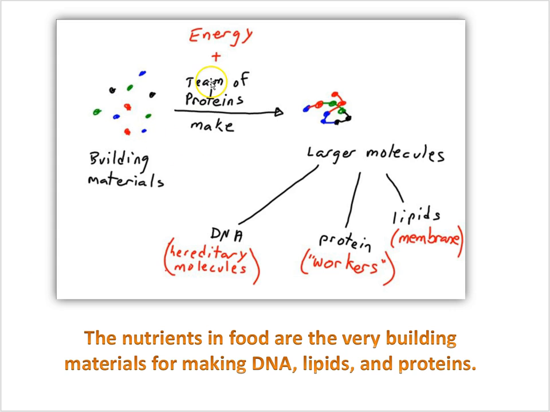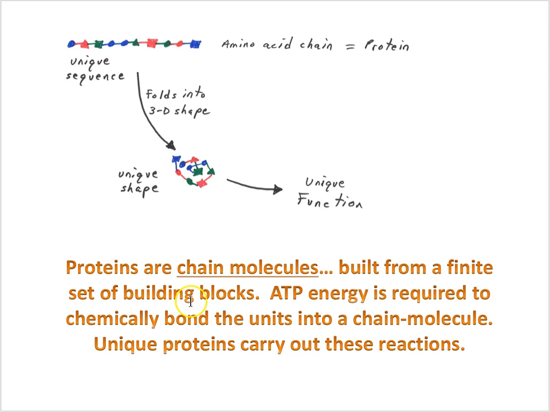So here we have building materials, energy, ATP energy, and teams of proteins will take those building materials and construct larger molecules: DNA, lipids, and as well proteins. Proteins are chain molecules built from a finite set of building blocks. ATP energy is required to chemically bond the units into a chain molecule. Unique proteins carry out these reactions. So proteins as well require ATP energy to build proteins from amino acids. Amino acids are linked together by chemical bonds, and that linkage requires energy.